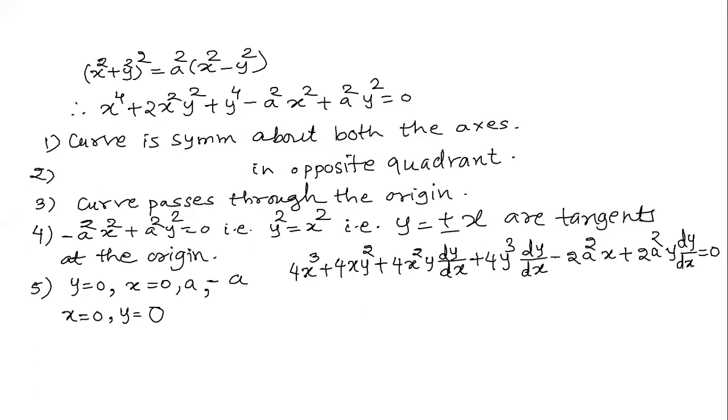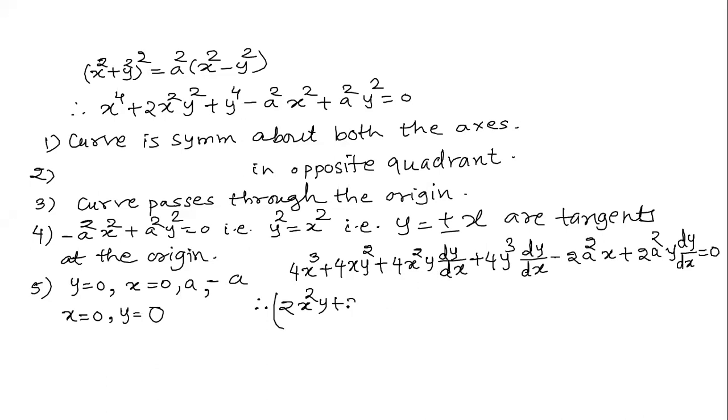I think I am correct. What can we do next? Let us have 2 common. Let us divide by 2 throughout and bring the dy by dx terms to one side. So that will be 2 x square into y into dy by dx, this term is done.